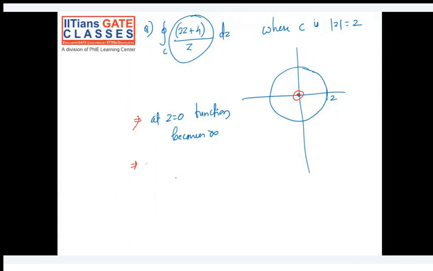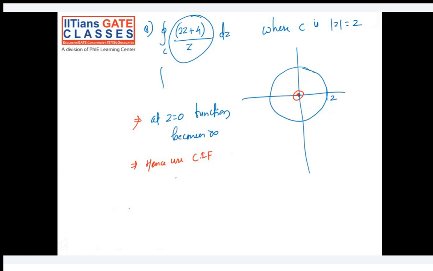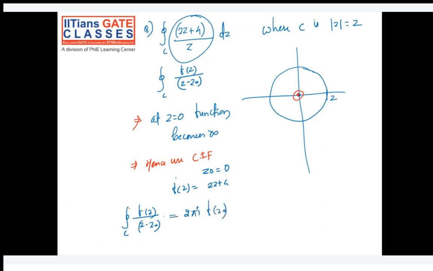Cauchy's integral formula, and you will represent it as integration over closed curve C of f of z by z minus z naught. Here z naught is equal to 0, and f of z is equal to 2z plus 4. So in this case, the integration over a closed curve C of f of z divided by z minus z naught is 2 pi I f of z naught.